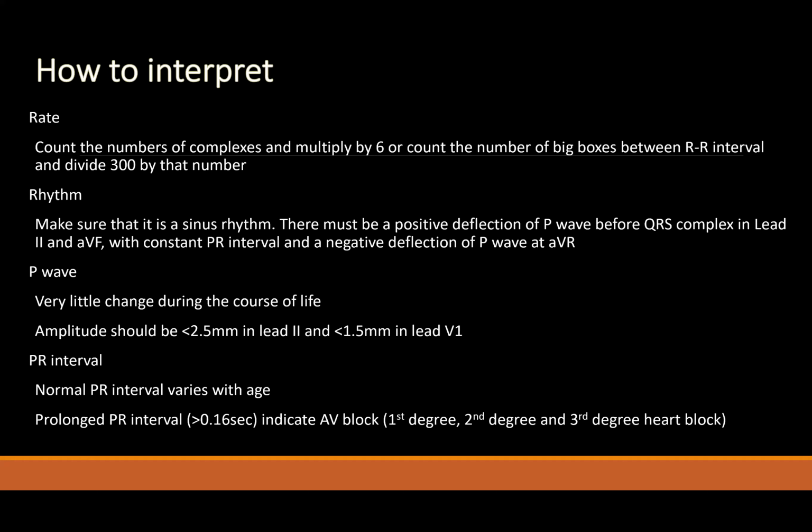For the PR interval, the normal PR interval varies with age. A prolonged PR interval of more than 0.16 second indicates AV block, either first degree, second degree, or third degree heart block. Next.